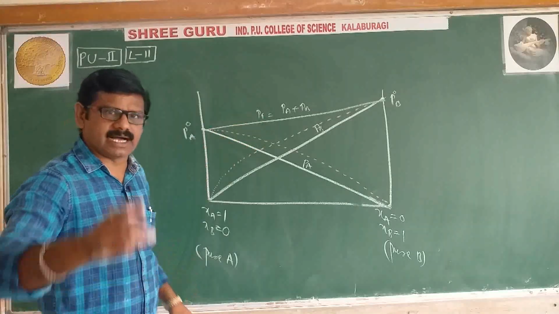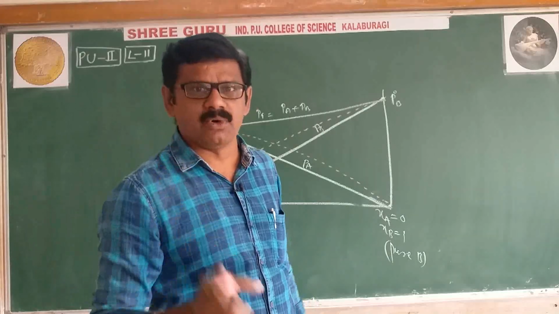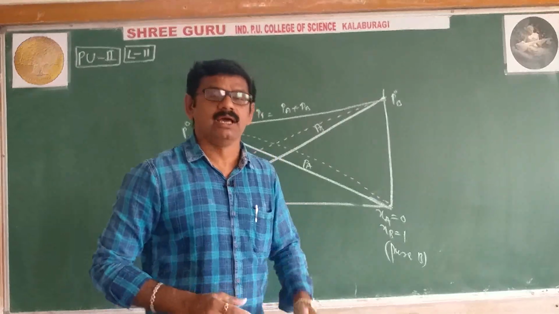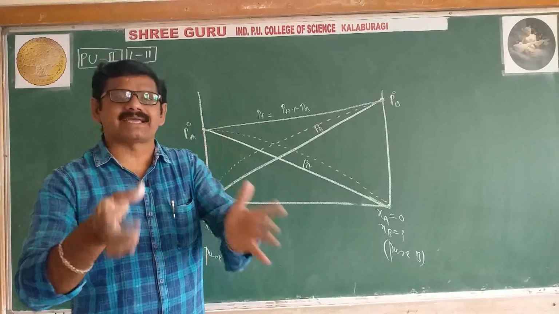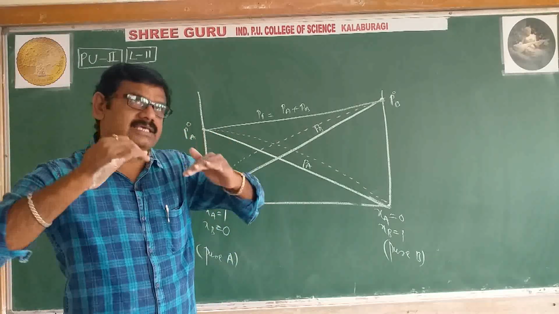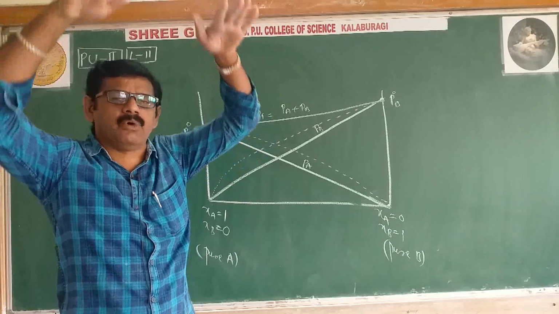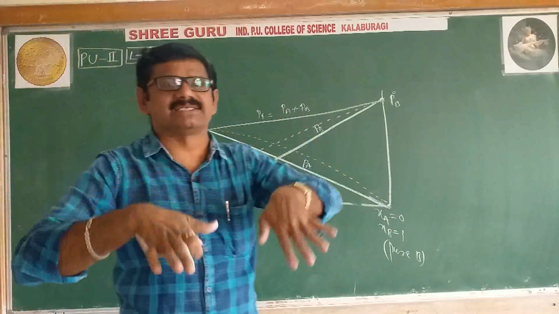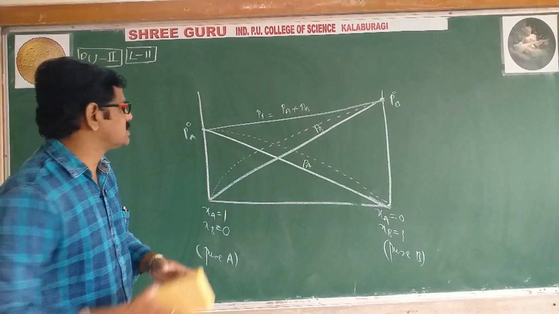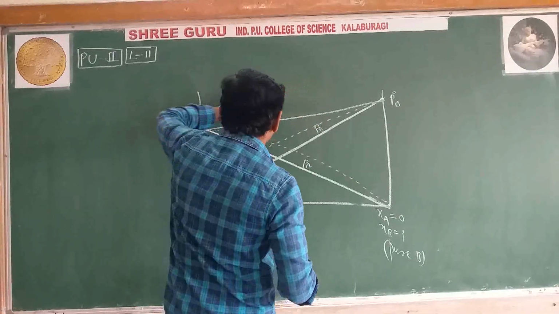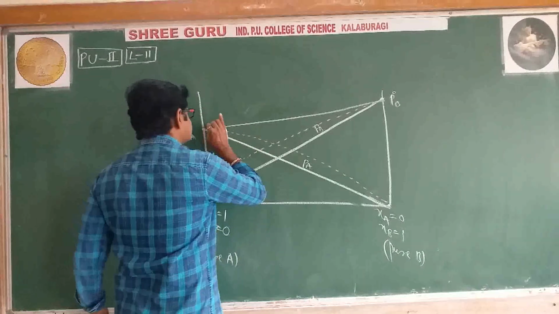Why are we showing this? Because partial pressures are more. Why are partial pressures more? Because between A and B, the attraction force is weak, they easily volatilize and exert more pressure. And total also we can show like this. Total also will get a maximum like this.